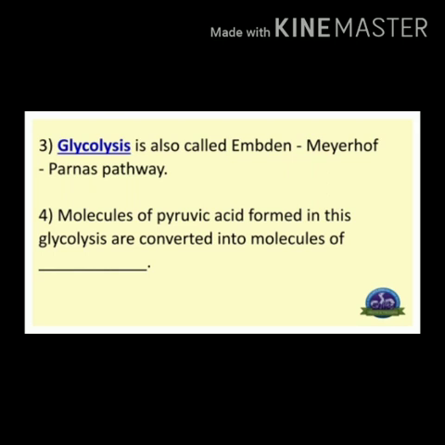Now read fourth fill in the blank. Molecules of pyruvic acid formed in this glycolysis are converted into molecules of dash. As we have studied, pyruvic acid is converted into acetyl coenzyme A in aerobic respiration. So, answer is acetyl coenzyme A. That is, molecules of pyruvic acid formed in this glycolysis are converted into molecules of acetyl coenzyme A.